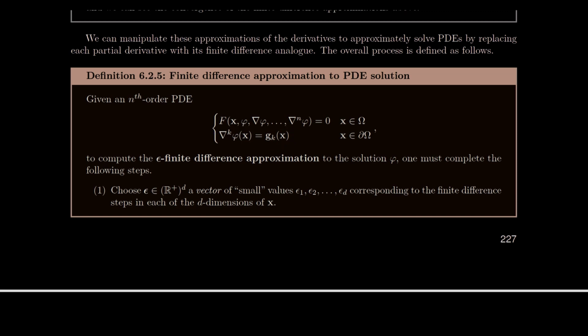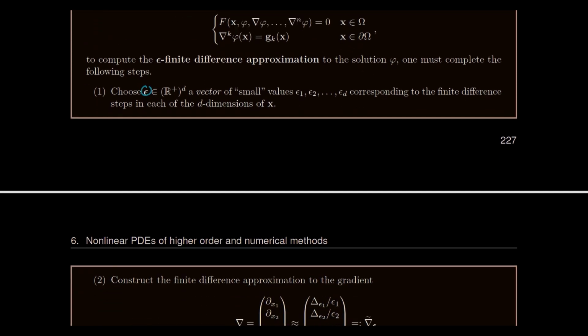The computation of an epsilon finite difference approximation is going to be the following step-by-step process. What we're going to start with is an epsilon, because we're in a PDE and x is in omega, a subset of a d-dimensional space. That means there are d different directions we could take epsilon derivatives in, or epsilon finite differences in.